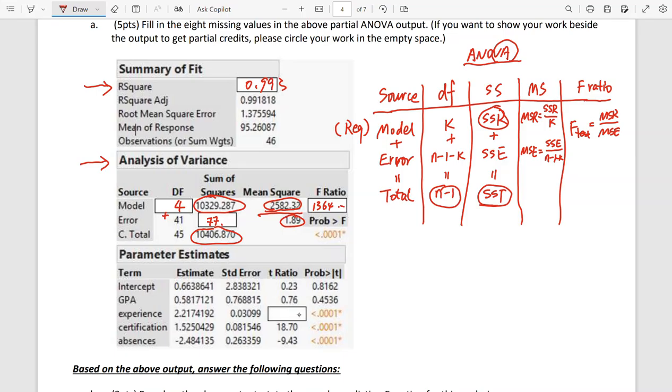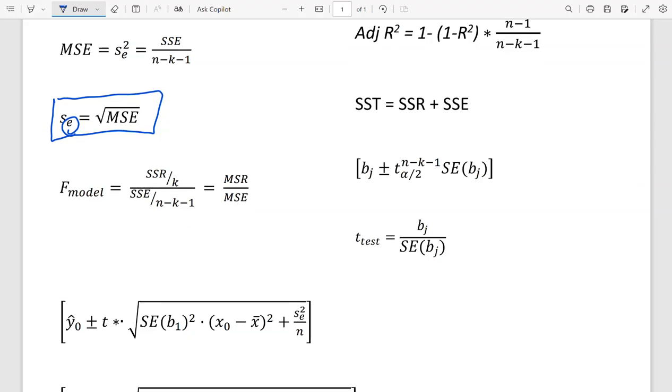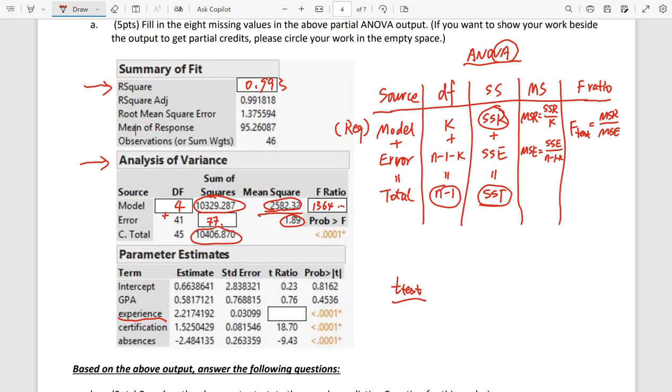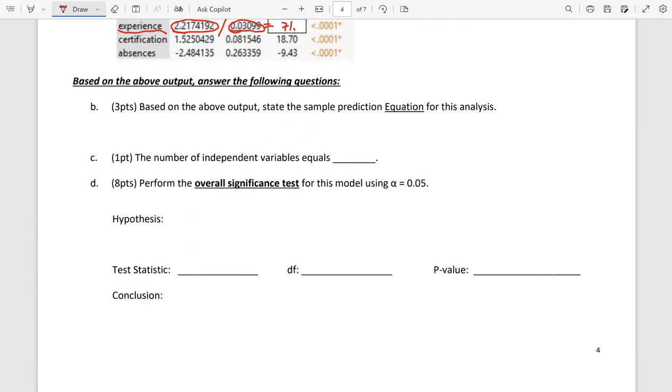All right. So the last one is this blank. This is the t ratio for the experience. The t ratio tells you the t-test statistic. So we do have the formula for the t-test statistic, which is the b divided by the standard error of the estimate. So actually this is the b for the experience divided by the standard error of this estimate. So that will be this, which is 71 something.